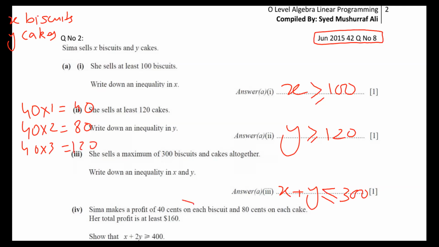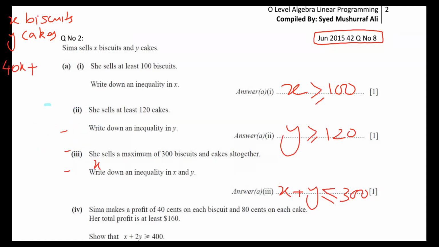But we don't know how many biscuits there are. We know X biscuits are there. So 40 into X. So 40X is the total profit we earn from there. So let me write here 40X. I'm writing here 40X plus. Similarly, this part is over, and let's talk about the cakes and how much profit she earns.